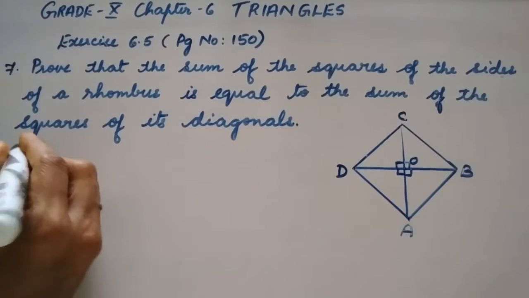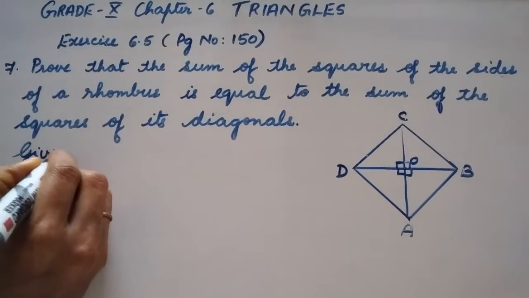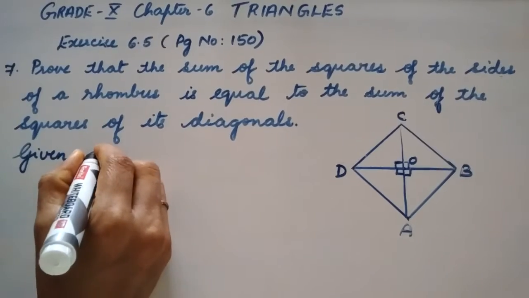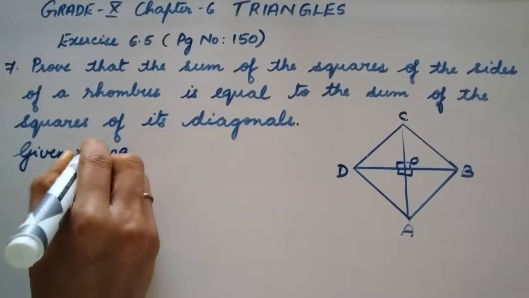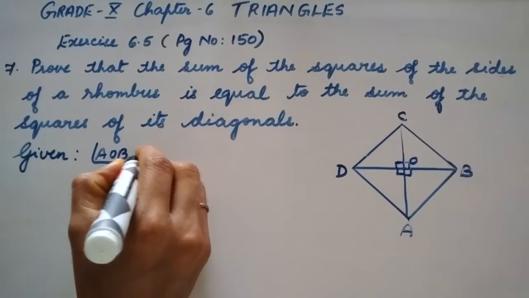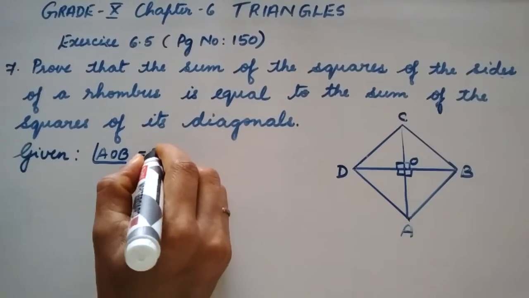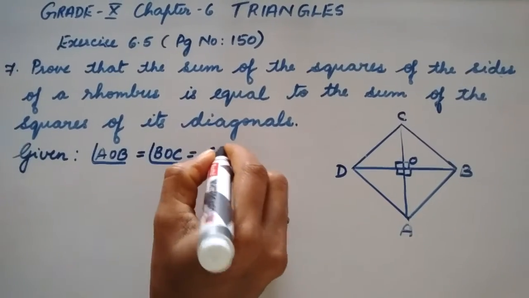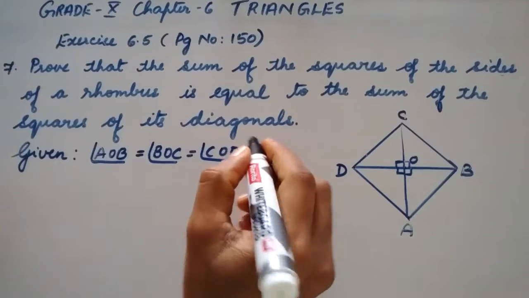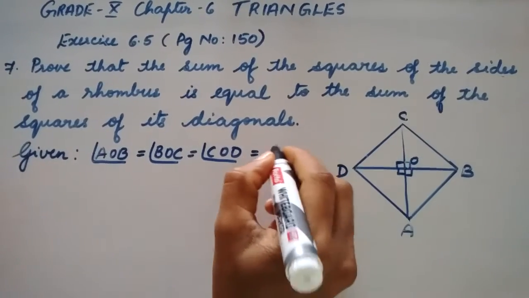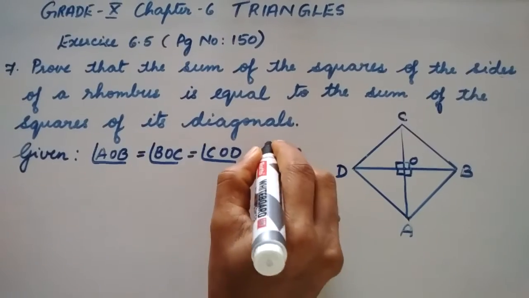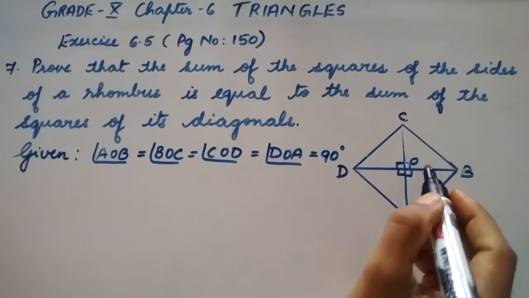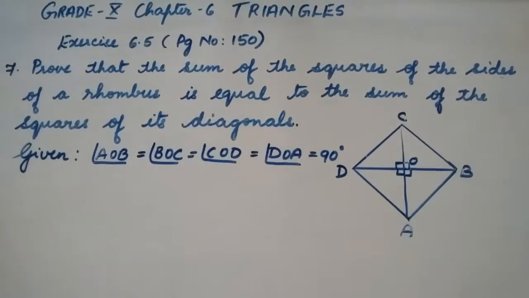So first let us write the given part. So here we have angle AOB equal to angle BOC, which is equal to angle COD, which is equal to angle DOA, which is equal to 90 degrees. So all these angles are 90 degrees.